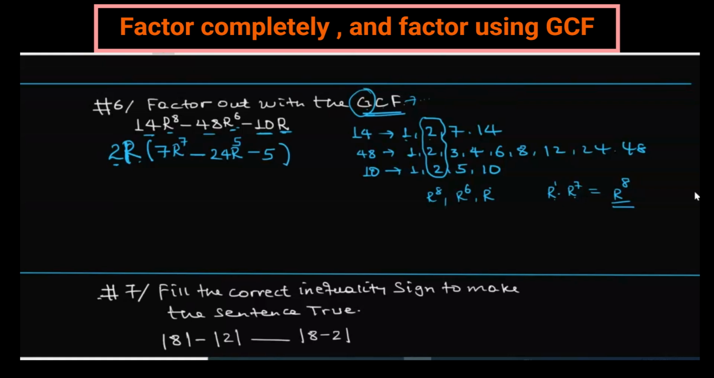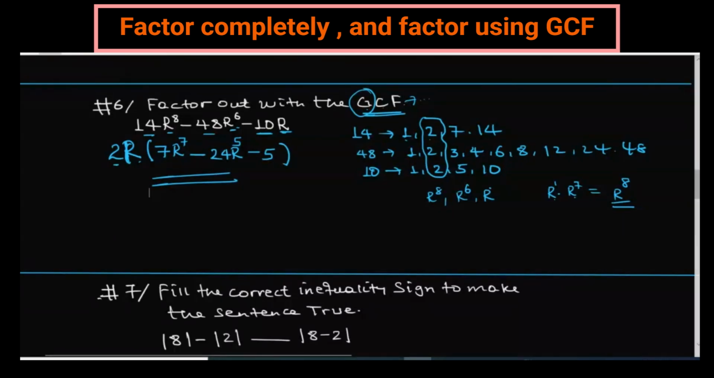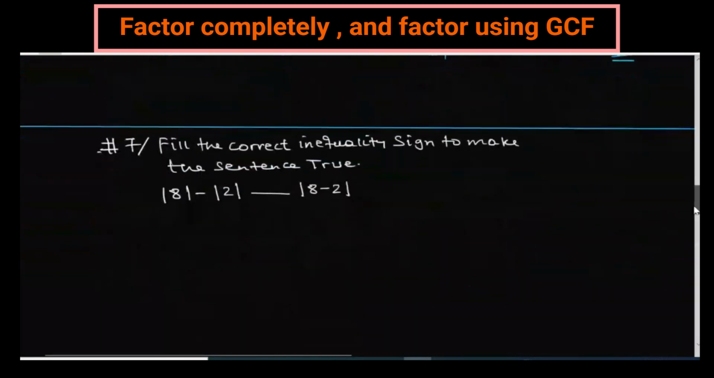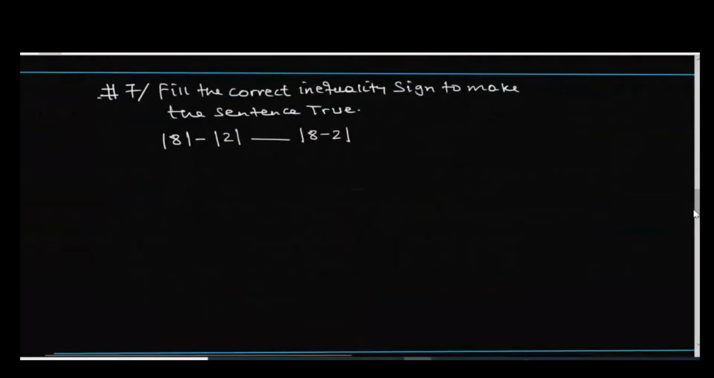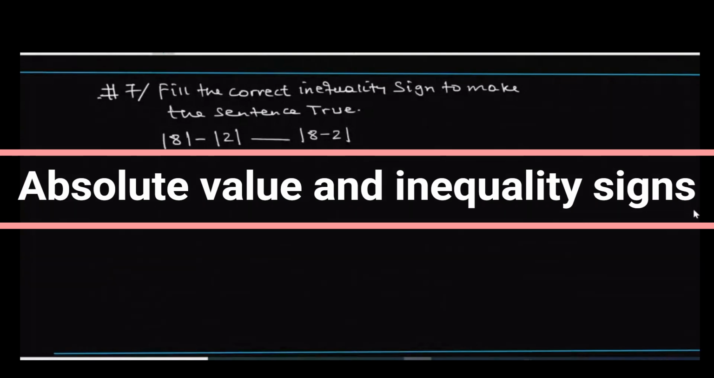So simply I do like this. So this one is the factored form of the given expression using the GCF. Okay, next. The next problem is about the absolute value.